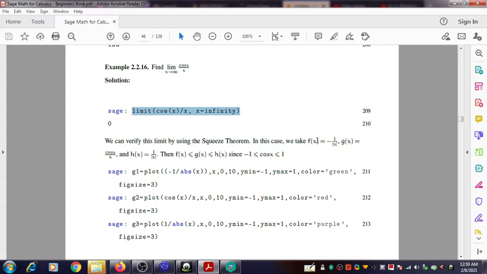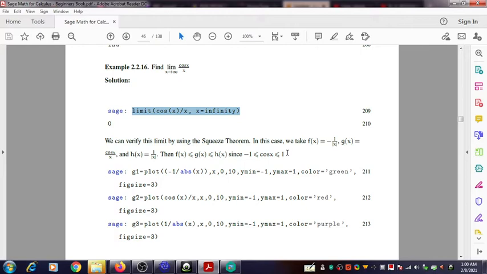So for that we set a function f(x) equal to -1 by the absolute value of x, g(x) equal to cos x by x, and h(x) equal to 1 divided by the modulus of x. Then we can write clearly that f(x) is less than or equal to g(x) less than or equal to h(x).